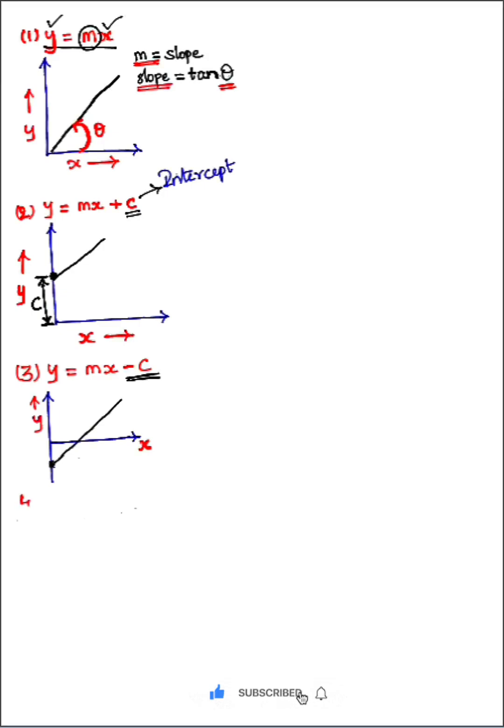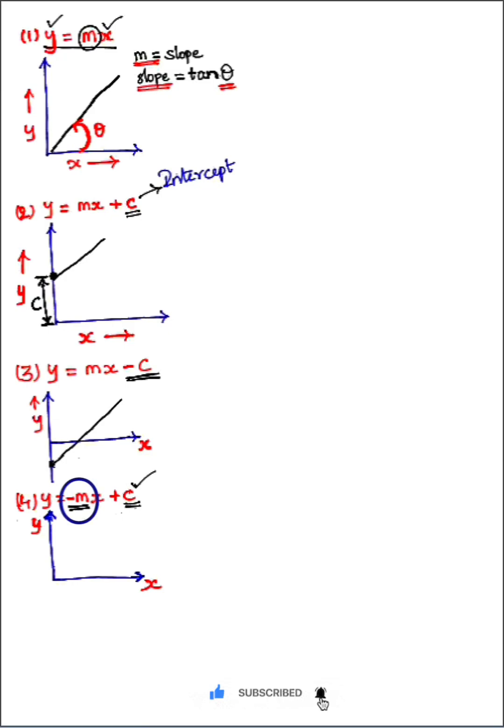Let's go for the next equation, that is y equals minus mx plus c. The curve between y and x for this equation is going to be a straight line, but the straight line won't be passing through the origin. Why is that? Because I have got an intercept over here, and the slope is negative.